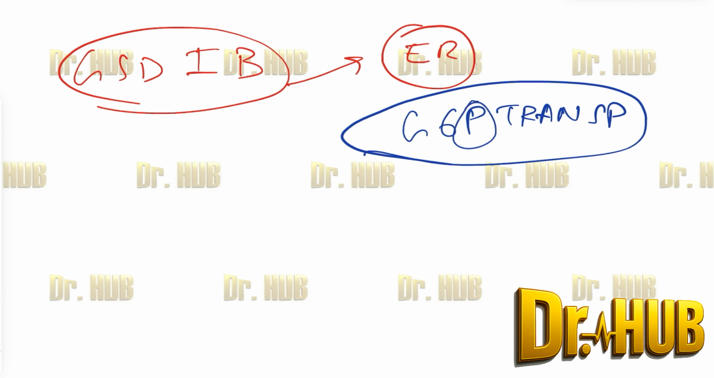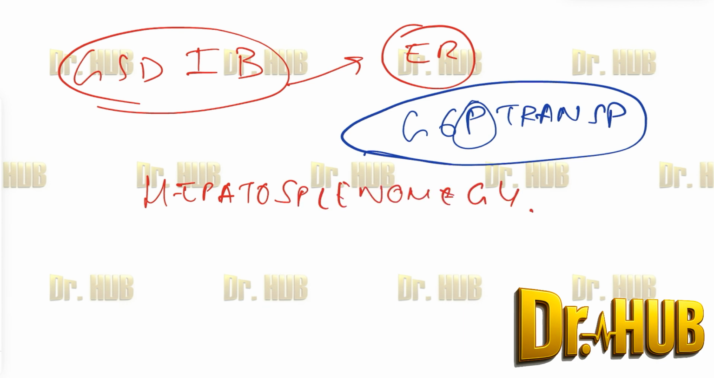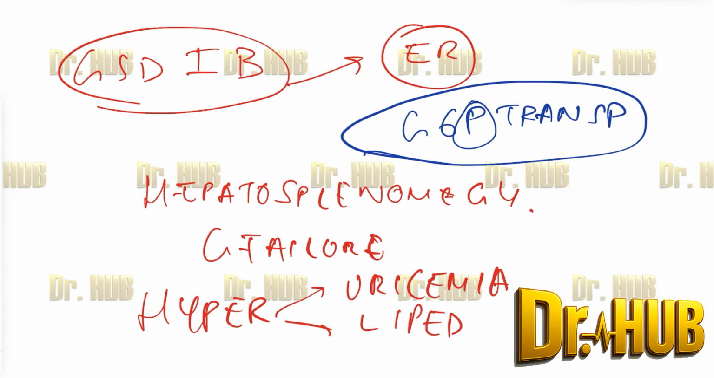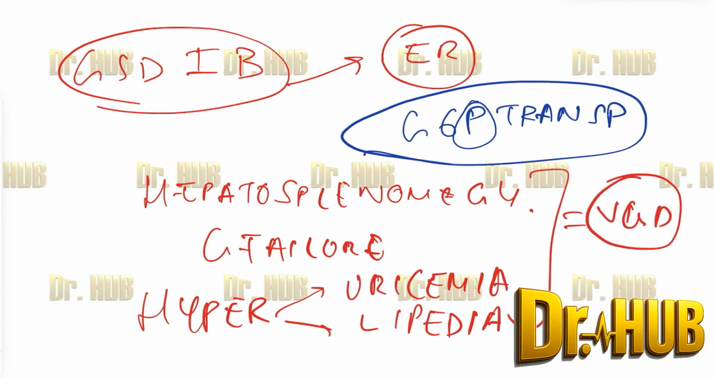And next, the symptoms are similar, that is they can be hepatosplenomegaly, and they can be severe fasting hypoglycemia, growth failure, as well as lactic acidosis, hyperuricemia and hyperlipidemia. So symptoms are similar to that of von Gierke's disease.